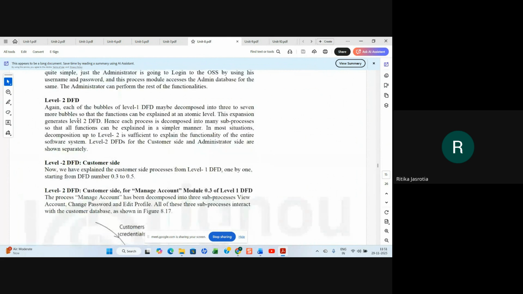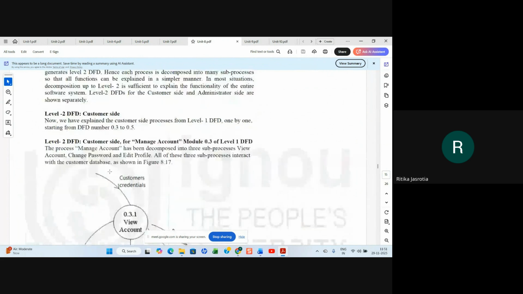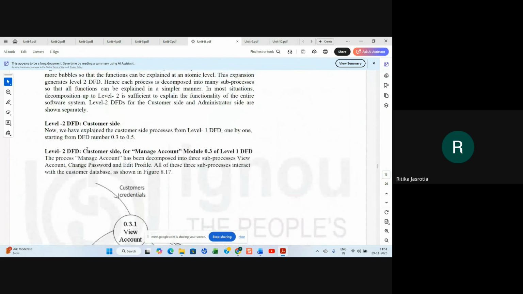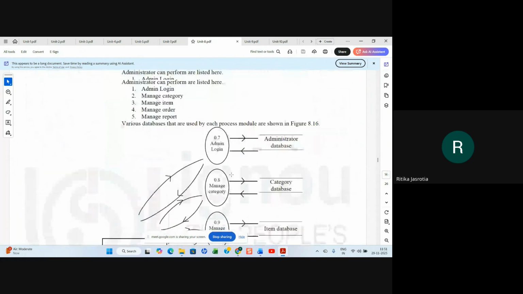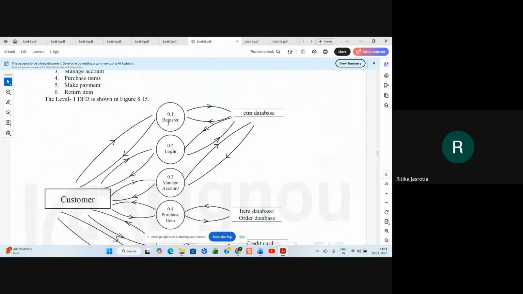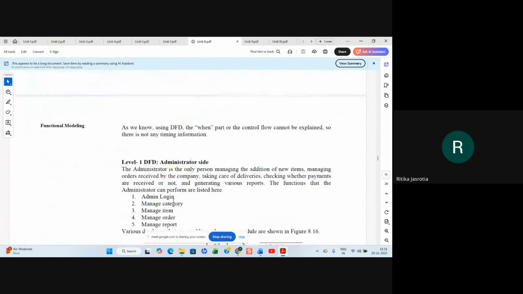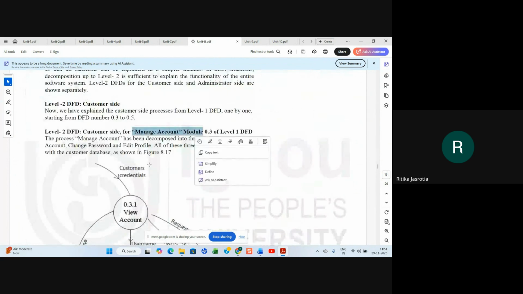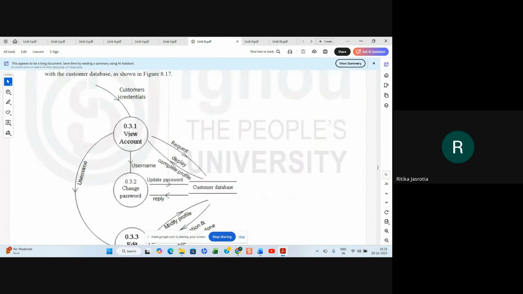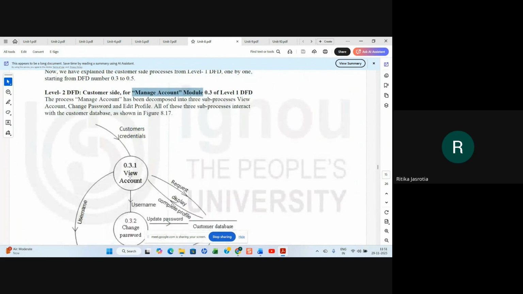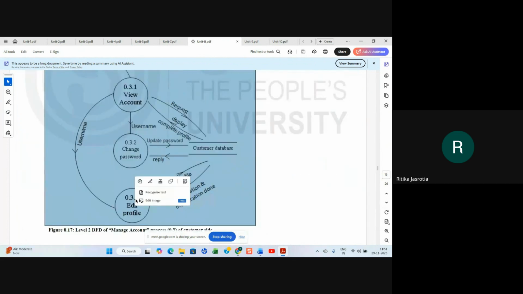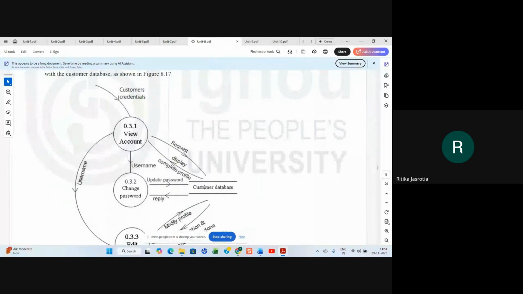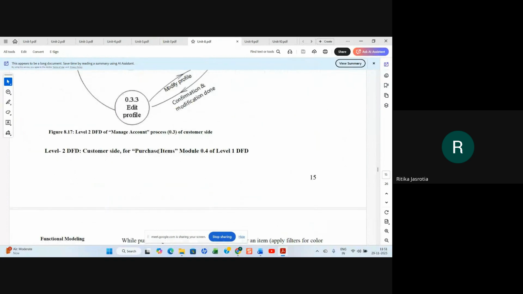Then level 2 DFD, they are talking about level 2 from the customer side. In level 1, you have distributed the different parts. Any one, either register you can explain, login you can explain, manage account you can explain further in second level, or purchase item, or multiple you can explain. So here they are explaining the manage account part in level 2 DFD. The manage account will have view account, change password, edit profile from the customer database. They can do that, right?